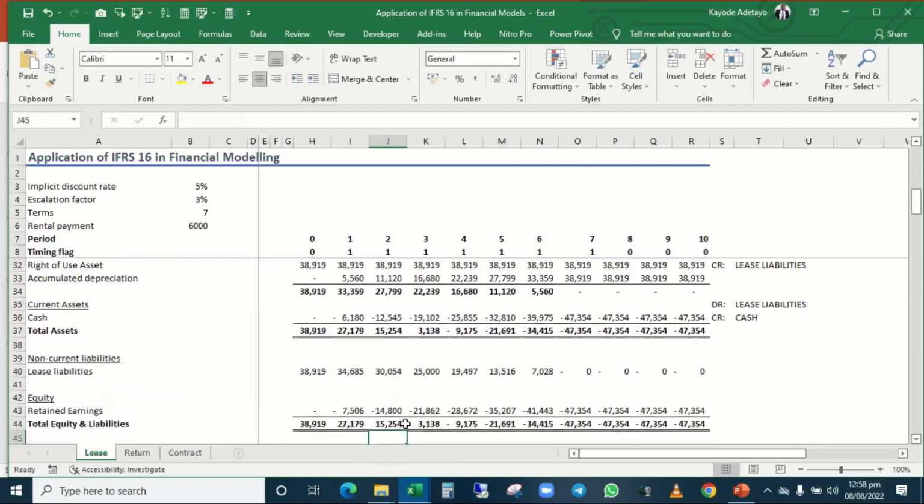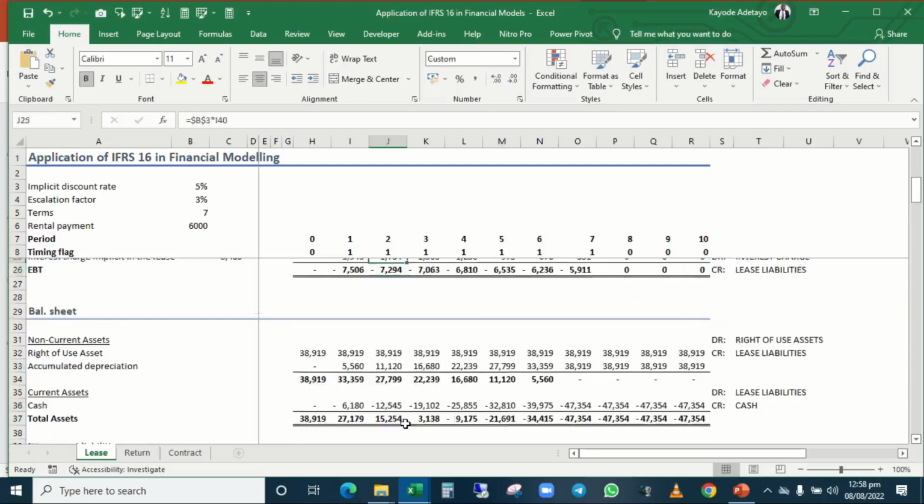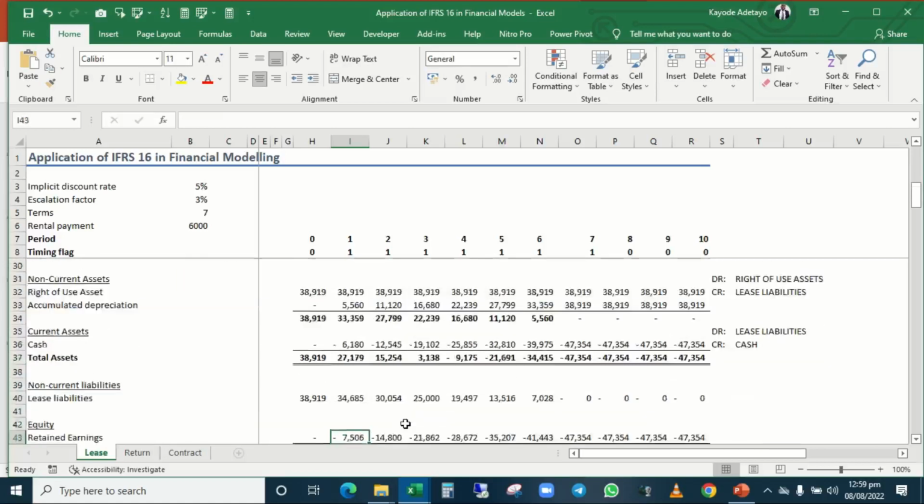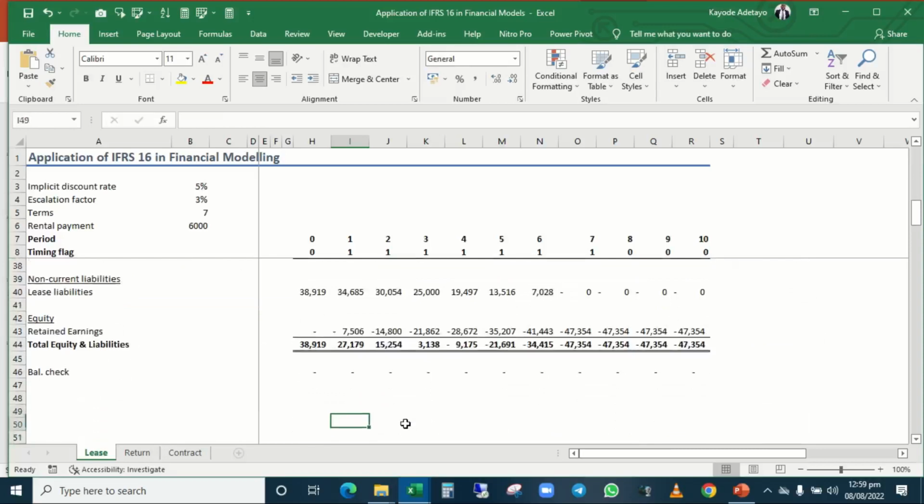And so all these made the P&L result into a loss. So that's a retained loss for us, which we need to accumulate. So we had depreciation as an expense. We also have interest charge as an expense. So it all resulted into profit before tax of 7506. So assuming that we are not having any tax rate here, that will then accumulate into retained earnings.